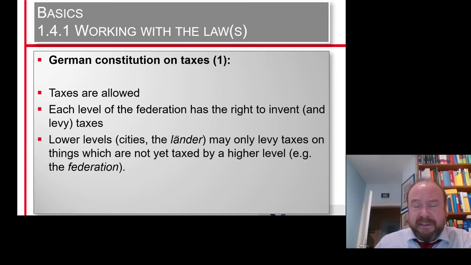Whatever is taxed by a higher level is immune against taxation by the lower ones. So the lower levels, that is in Germany the municipalities, so the cities, or the federation states, which are called the Laender, can only levy a tax on things which are not yet taxed by the federation, so by the higher level.